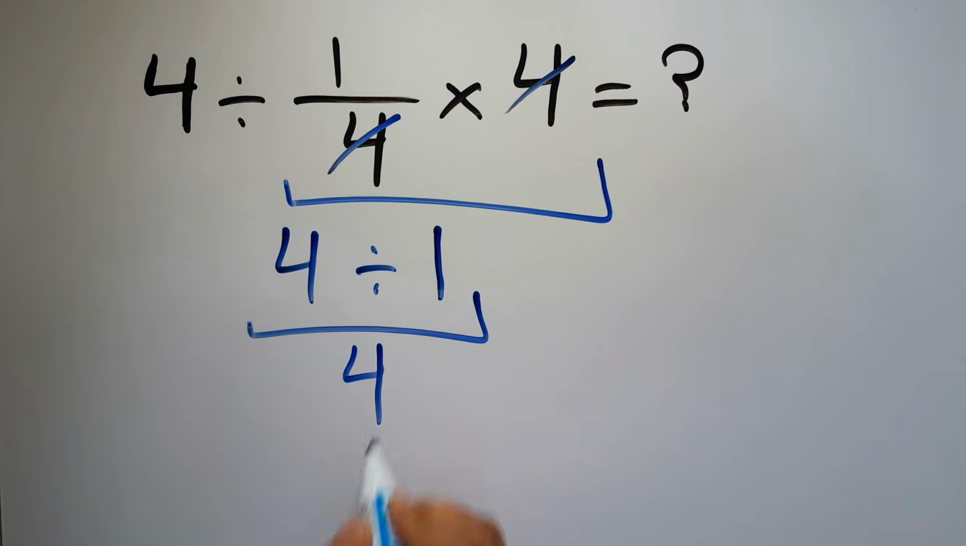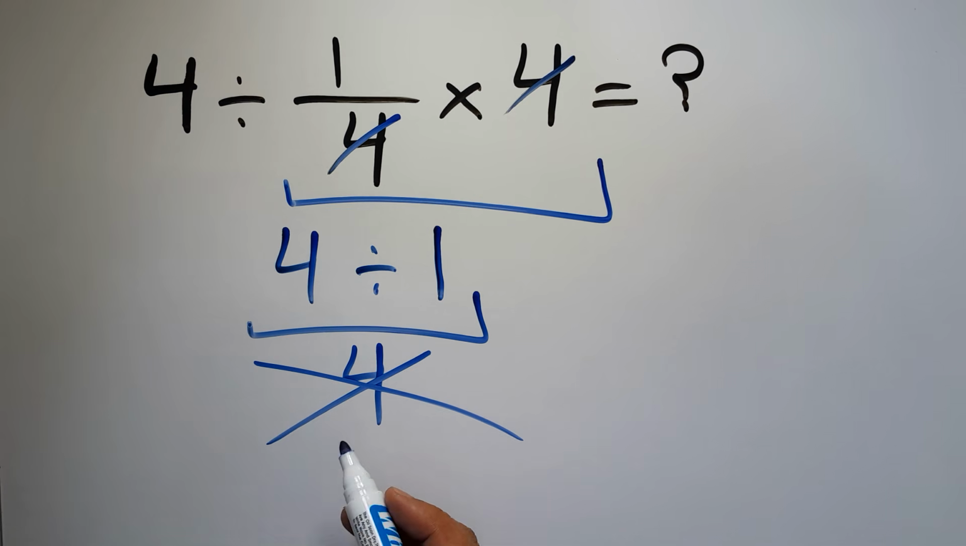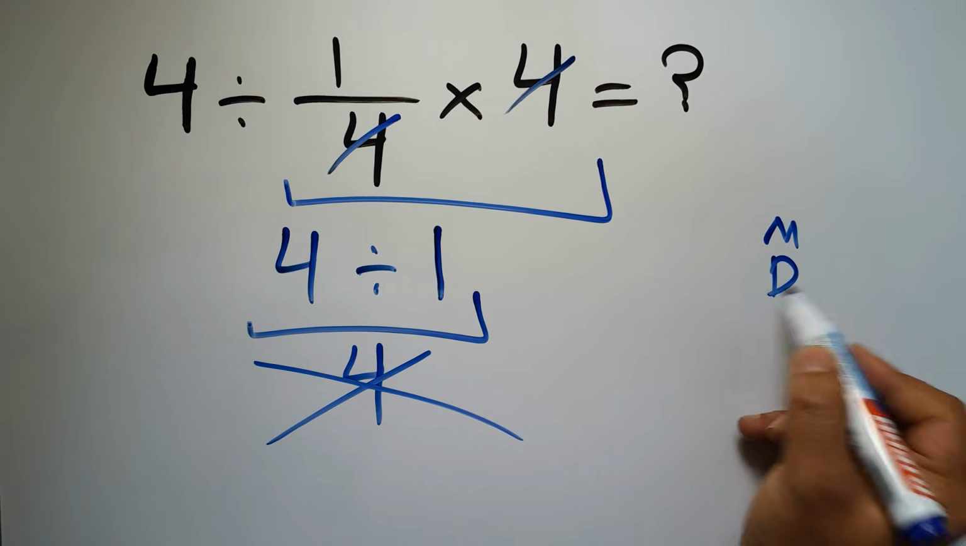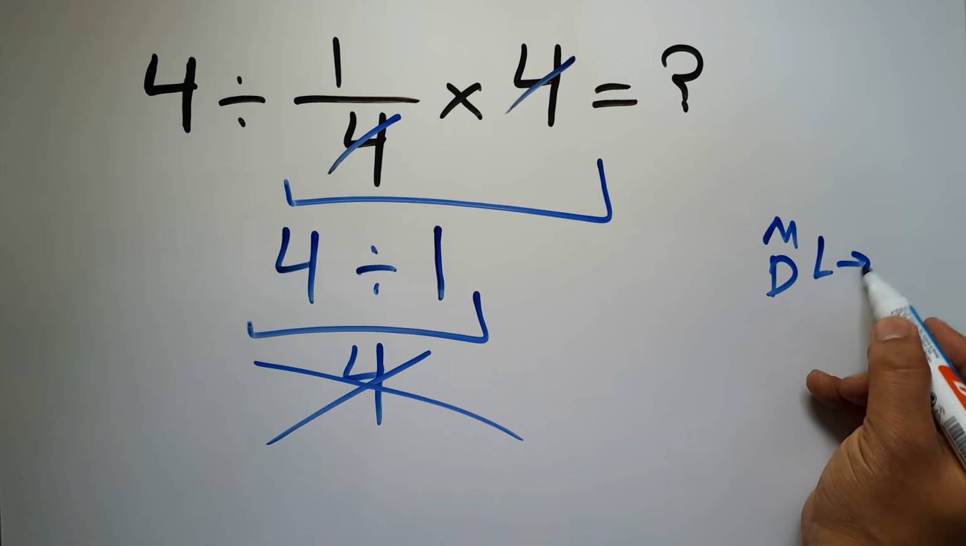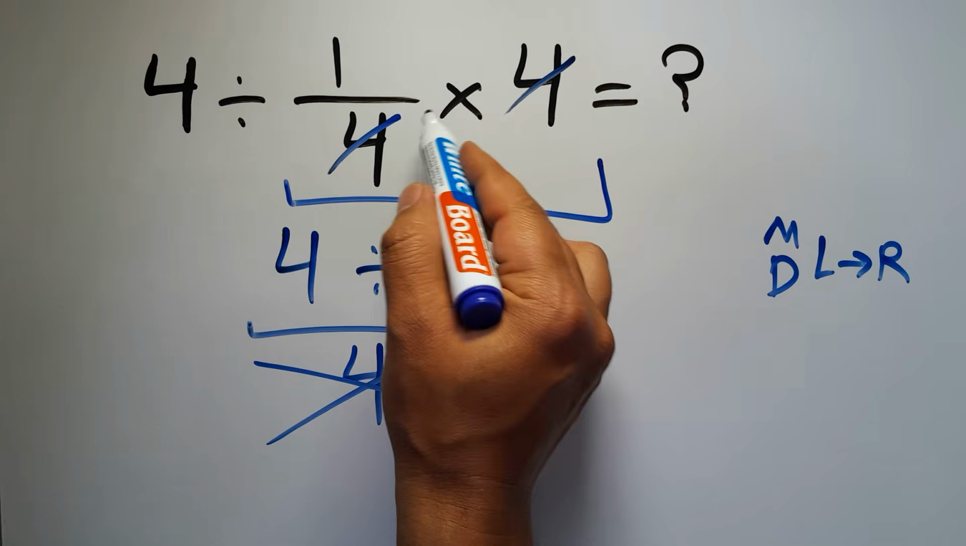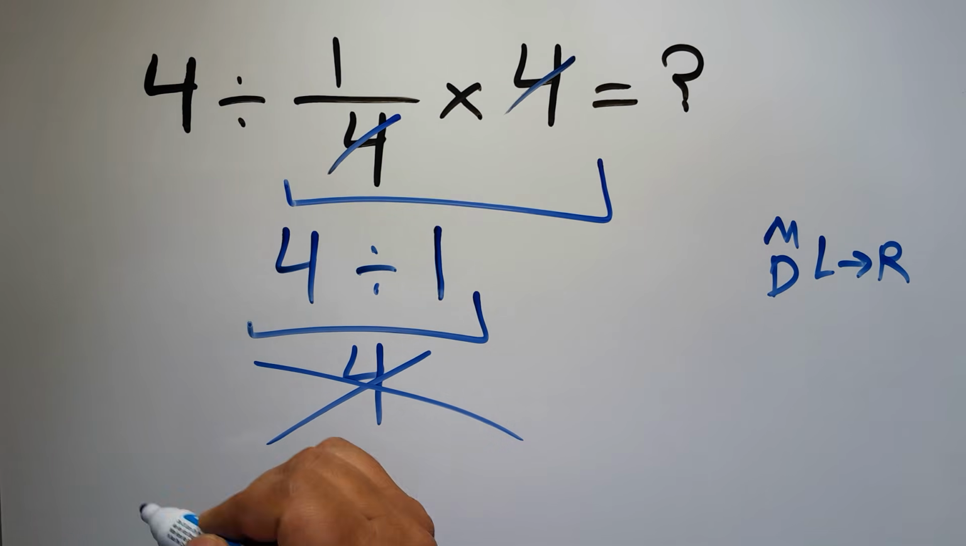equals 4. But this answer is not correct, because according to the order of operations, multiplication and division have equal priority, and we have to work from left to right. So here first we have to do this division, then this multiplication. If we do this multiplication before this division, it is wrong.